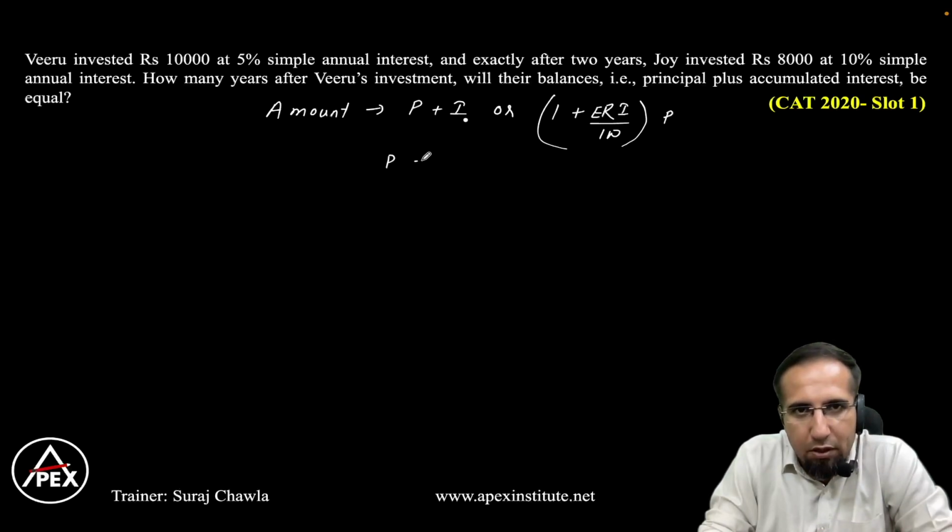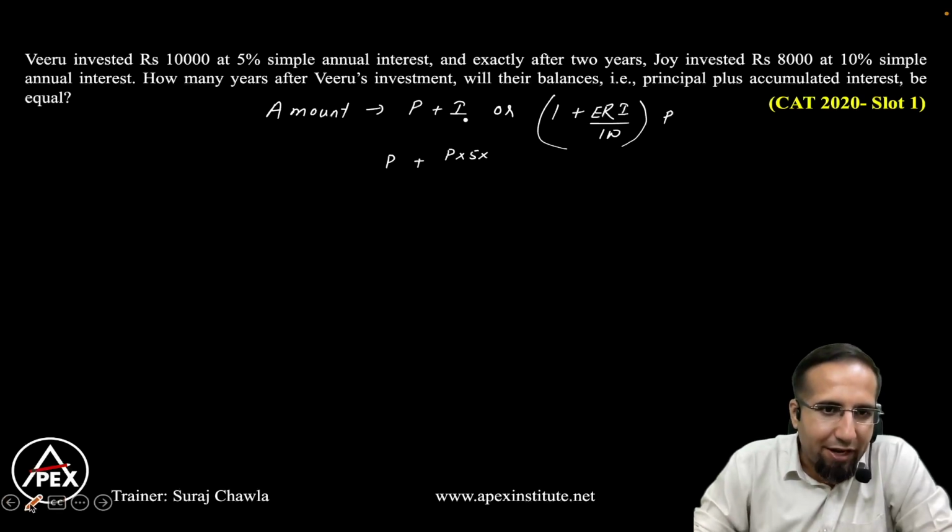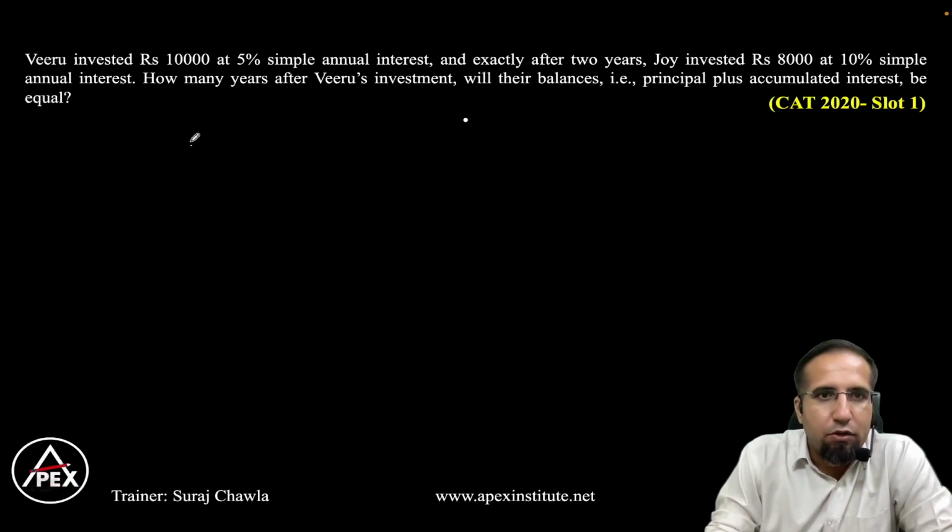If this is the principal and I'm investing P, then interest is P into 5 into R, that is P into R into T. This is 5 percentage, right? So let's directly calculate this. So principal plus accumulated interest.